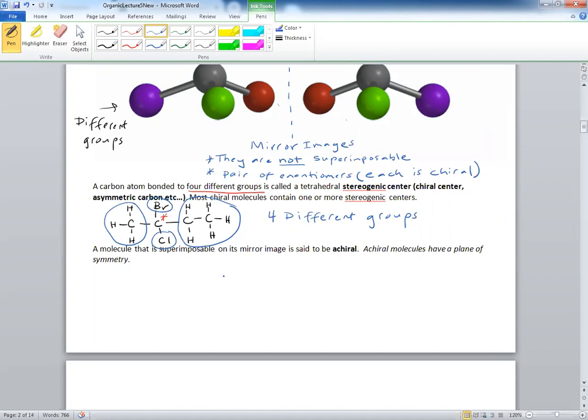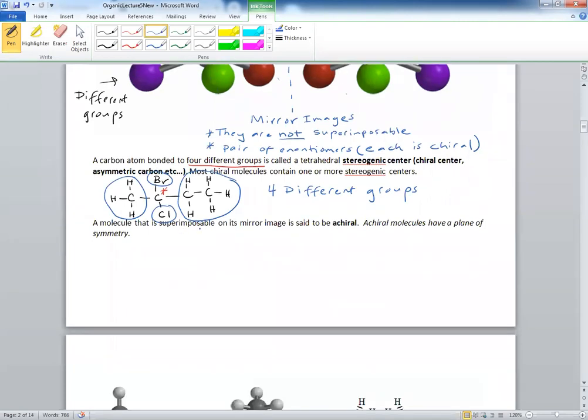Now, a molecule that is superimposable on its mirror image is said to be achiral. So achiral is basically the opposite. It has a mirror image, but it's superimposable, meaning you can take one and place it exactly on top of the other one, and it's going to align perfectly.